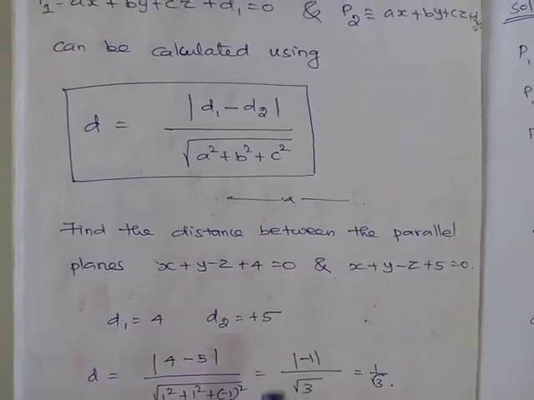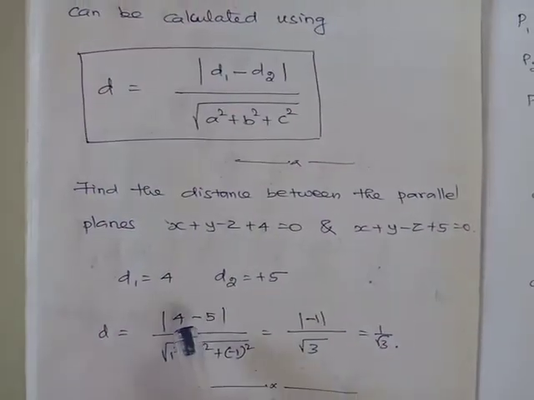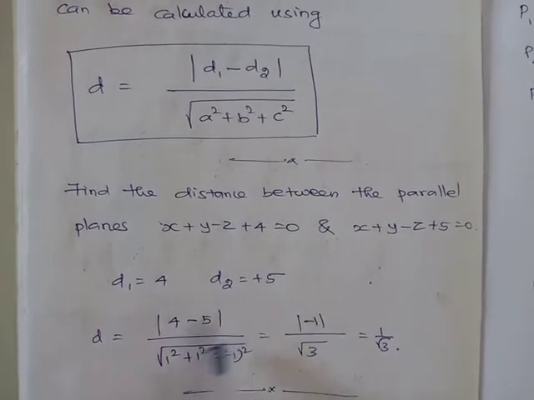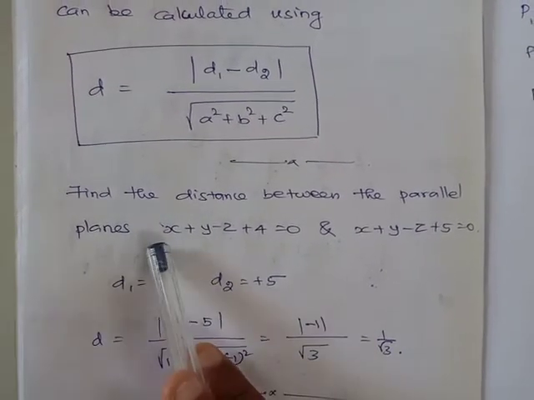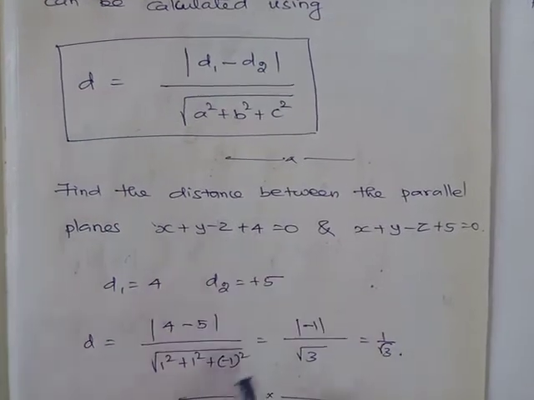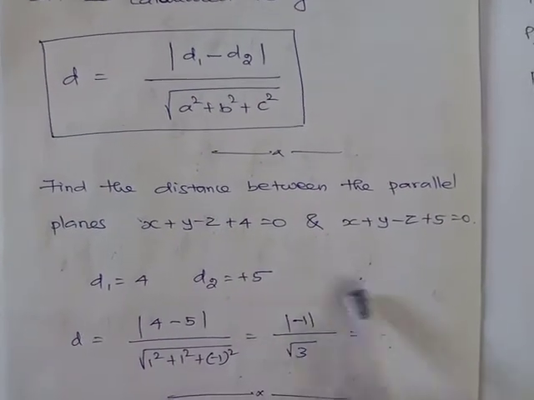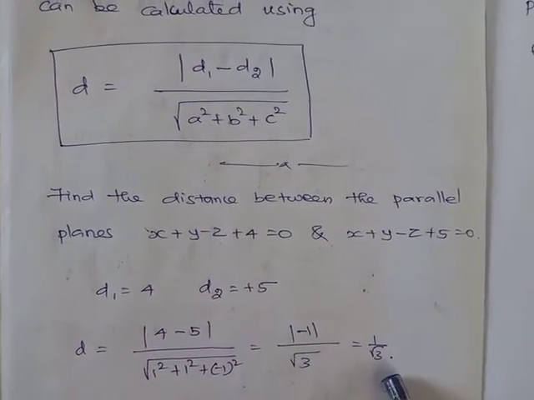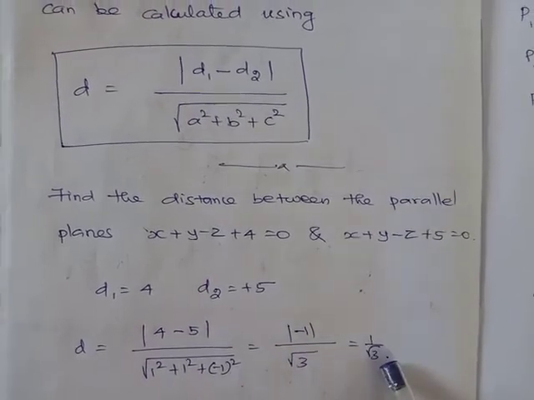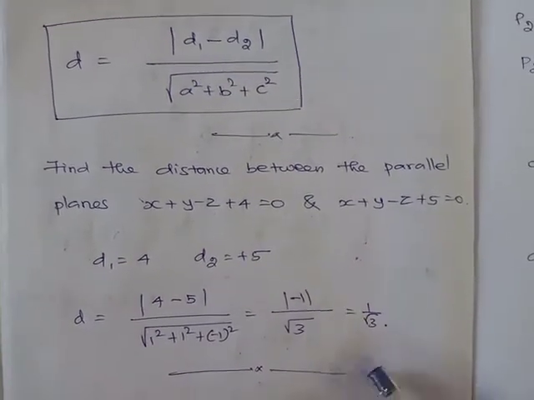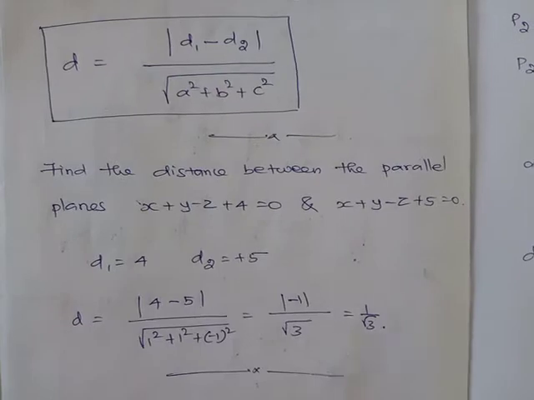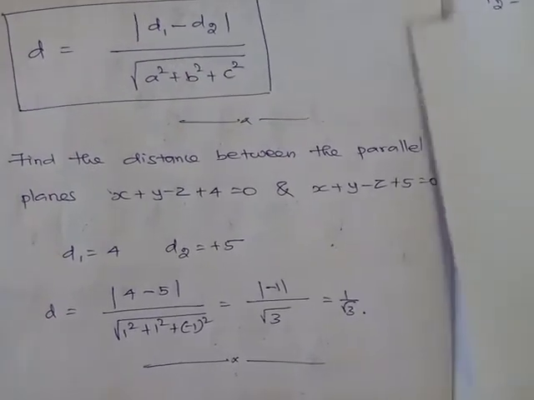and we know the formula: d is equal to modulus of d1 minus d2 divided by square root of coefficient of x square plus coefficient of y square plus coefficient of z square. When we simplify it, we get the final answer as 1 divided by root 3, and it is one of the direct application problems. Now we move on to the next question.